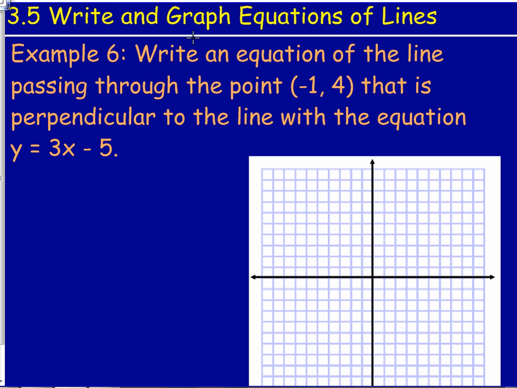I have one more example here if you want to try it. It's just working with the perpendicular again, passing through that point -1, 4, and being perpendicular to that equation y equals 3x minus 5. Come in with any questions tomorrow, otherwise you should be good to go.